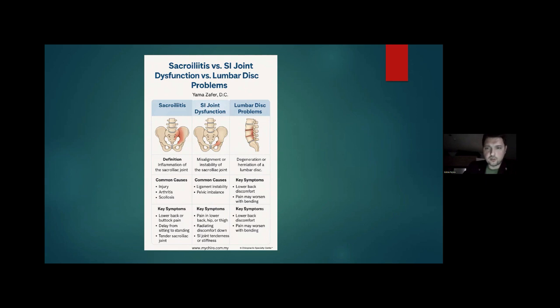And in dysfunction of the sacroiliac joint, what we usually see is more due to misalignment or instability, due to ligament instability or pelvic imbalance. You usually have pain in the lower back, hip, or thigh, radiating discomfort down. So this is this referred pain, and SI joint tenderness or stiffness. And lumbar disc problems lead to lower back discomfort, with pain worsening with bending, compared to these two SI joint problems.